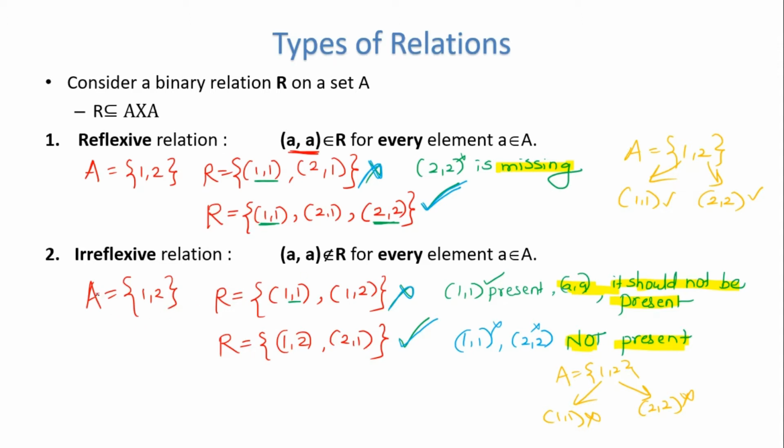Let's take one example. A is a set having 2 elements 1, 2, and relation R is (1,1), (1,2). Now here I have one entry which is a self-ordered pair, but what I want is that I should not have even a single self-ordered pair in my relation. So this relation is not irreflexive. Second example: (1,2) and (2,1). Now here in this relation I don't have self-ordered pairs. All the possible self-ordered pairs for my set, that is (1,1) and (2,2), are both missing, so this relation is irreflexive.